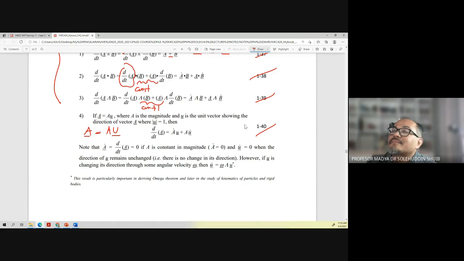So what I'm saying here is A dot is dA/dt. It is equal to 0 if A is constant in magnitude. So A dot equals 0, and therefore U dot will become 0 when the direction of U remains unchanged. All right.